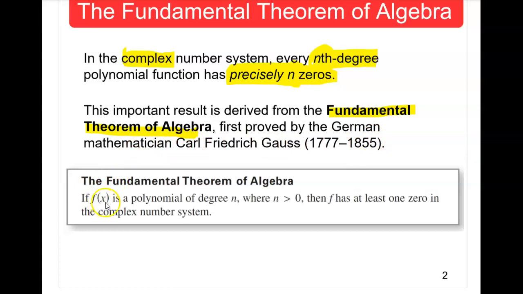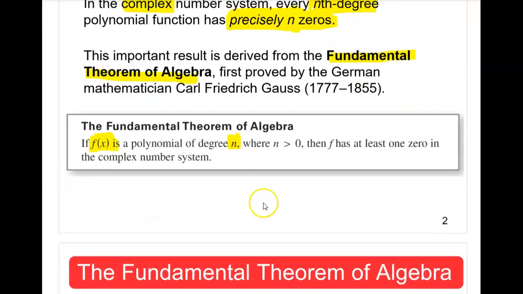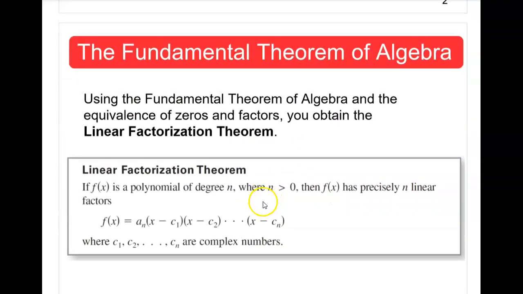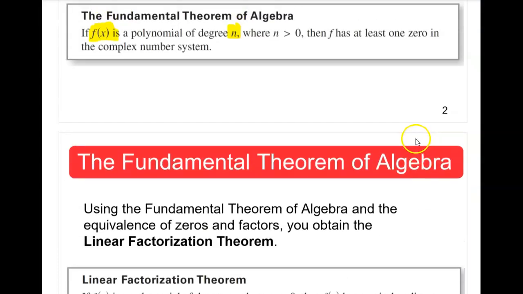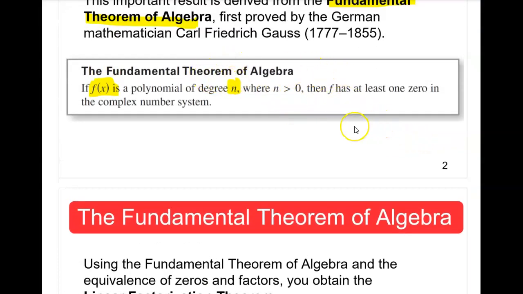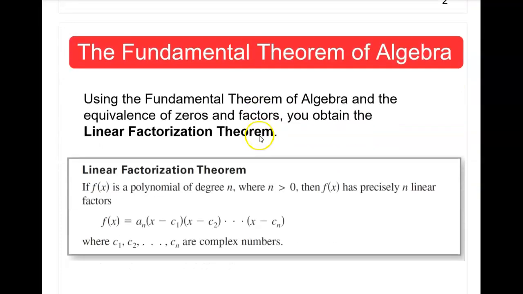It says if f of x is a polynomial of degree n, and n is greater than 0, so we're not including the constant functions of degree 0, then f has at least one zero in the complex number system. If we go to the next slide, we could see how the number of zeros will also translate into the number of factors. So with that, we could go to the linear factorization theorem.